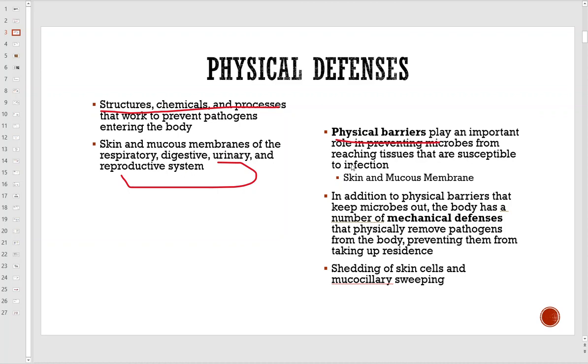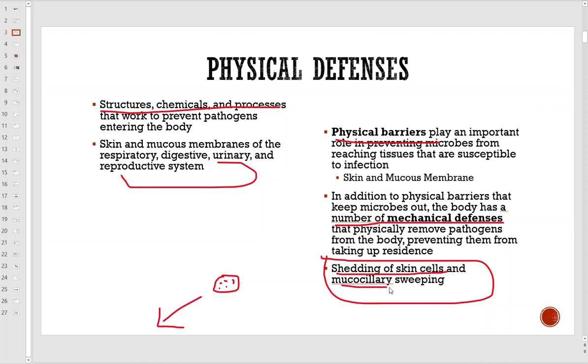Physical barriers. In addition to this, we also have some mechanical defenses. The two main ones that we'll talk about, which hopefully you remember from Anatomy and Physiology 1, is that we are constantly shedding the outer layer of the epidermis, and that layer may contain bacteria, and when the skin flakes off, the bacteria is carried away with it.